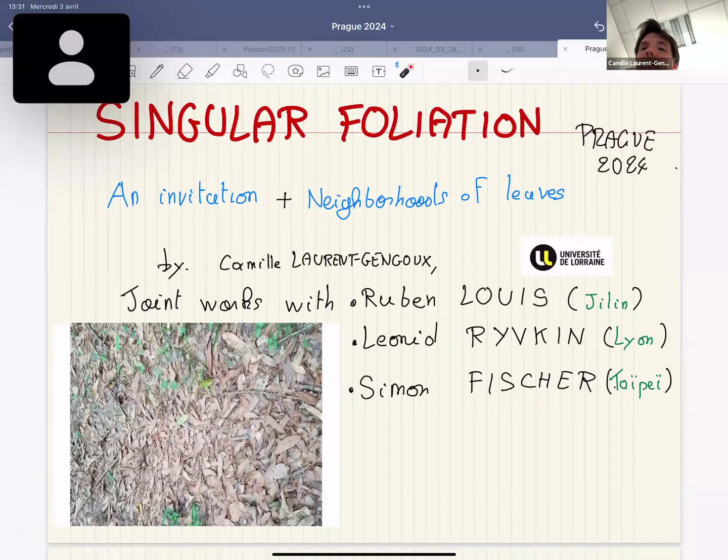So singular foliations, well, I think you are probably familiar with differential geometry. So you're probably familiar with regular foliations, which is a very nice and very developed theory. And well, singular foliations, as you may expect, are foliations where we are allowed to have some types of singularities, not all types.